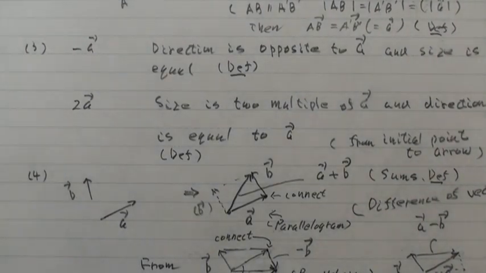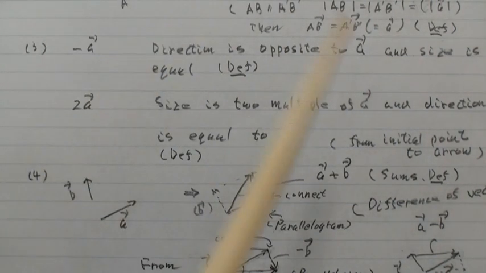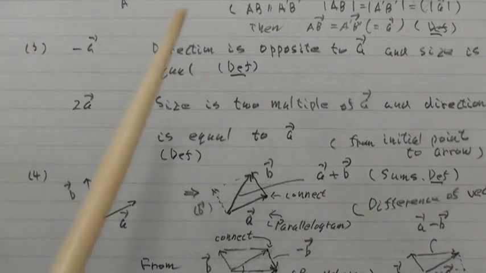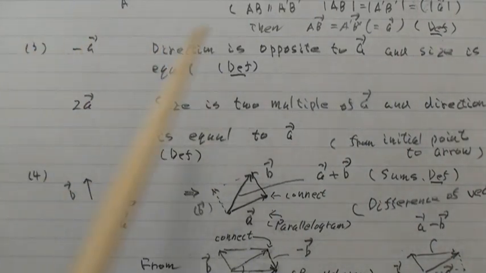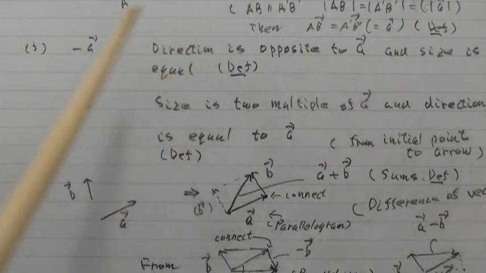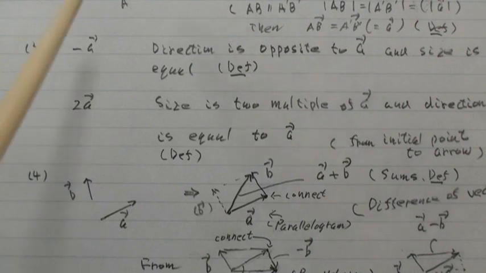And parenthesis 3, minus a vector. Definition: the direction is opposite to a vector. Then minus a vector has the same size and the opposite direction.